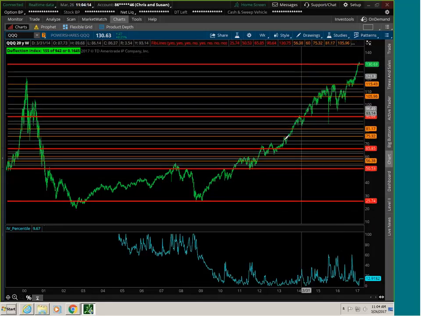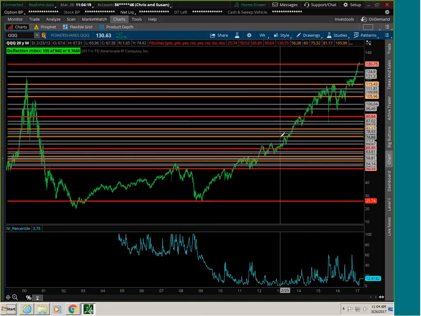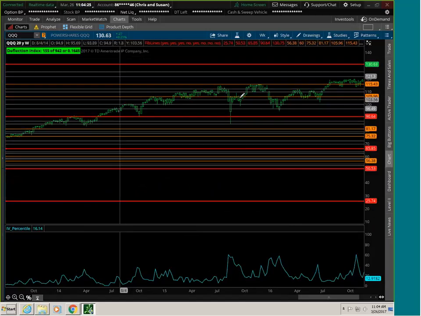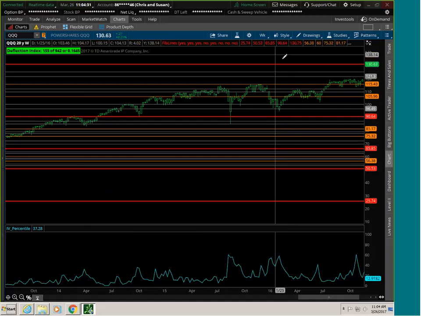The major lines are in red and the minor lines are in yellow, and the idea is we're supposed to identify areas of support and resistance into the future. So unlike most technical indicators, it's a forward-looking indicator. And you can see at some points in the past just how good a job it's done at finding lows and highs.